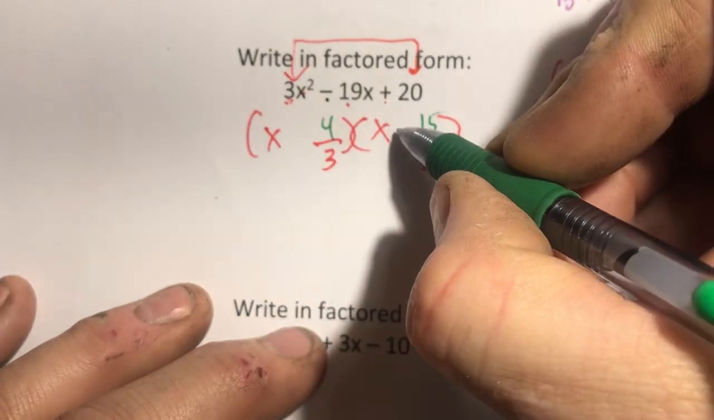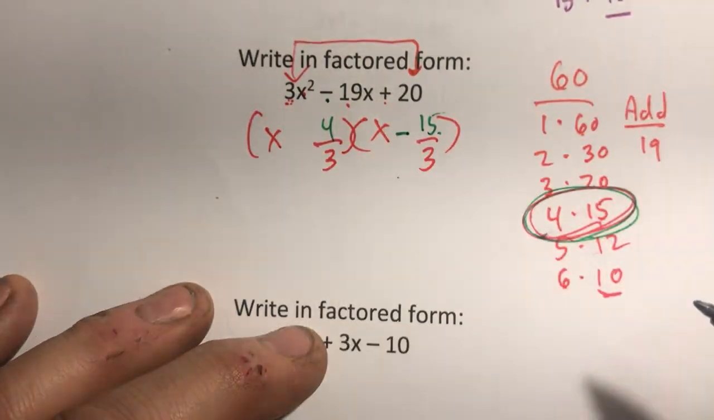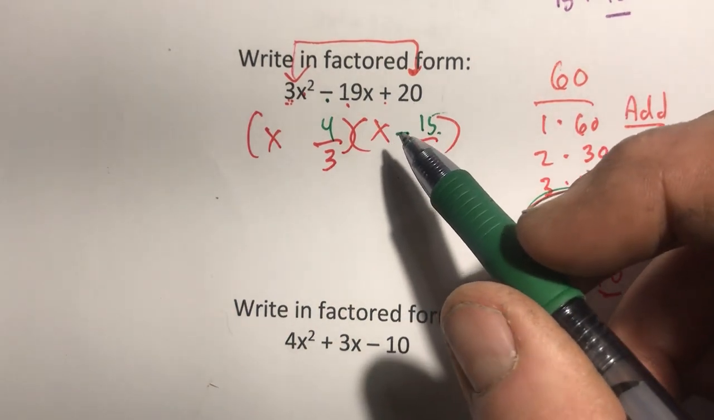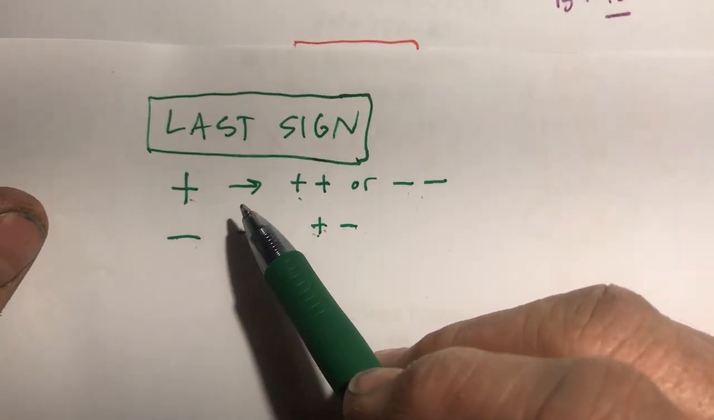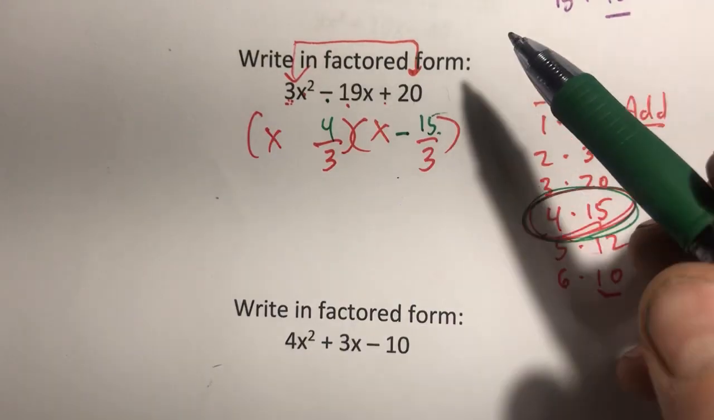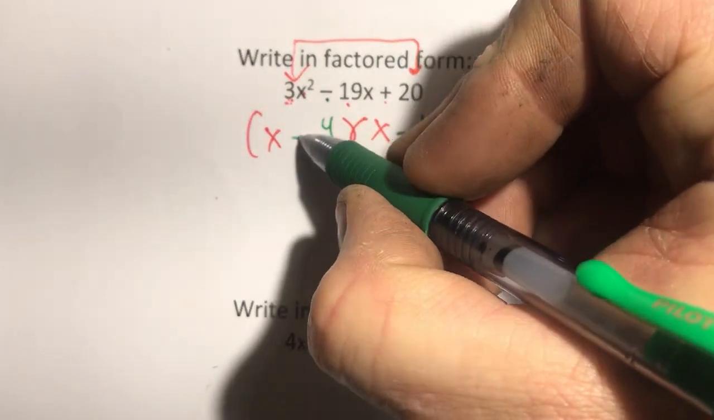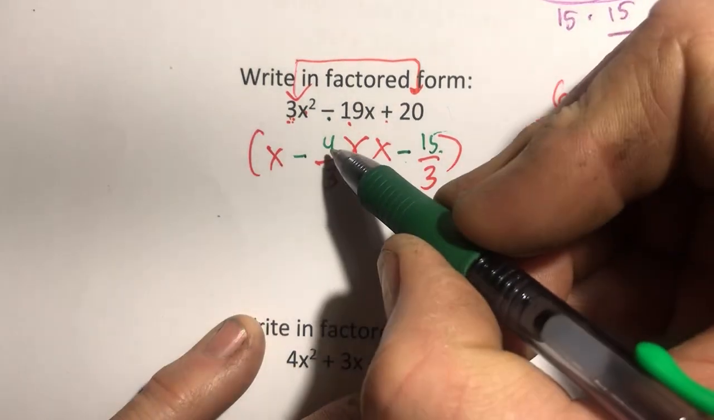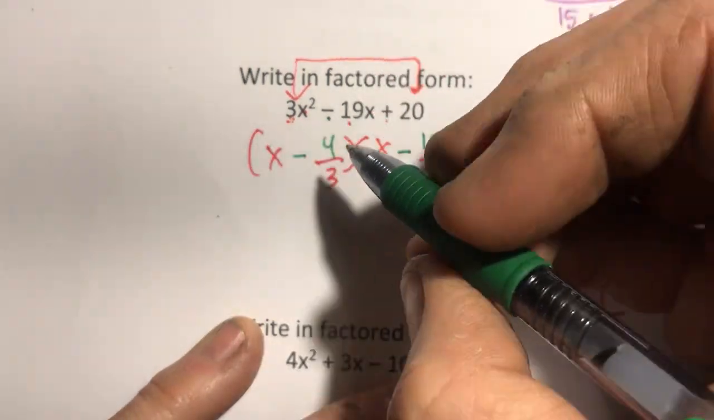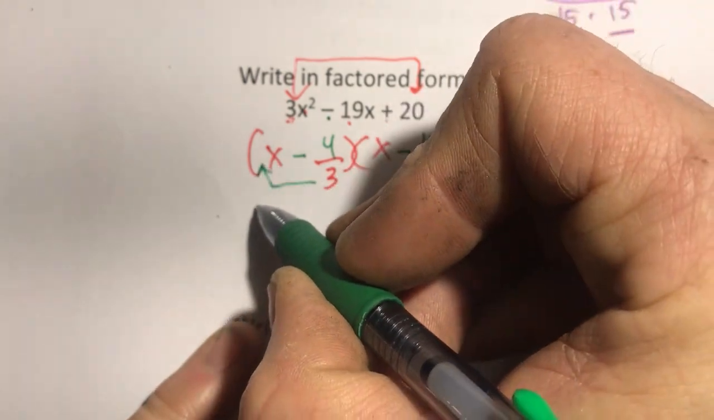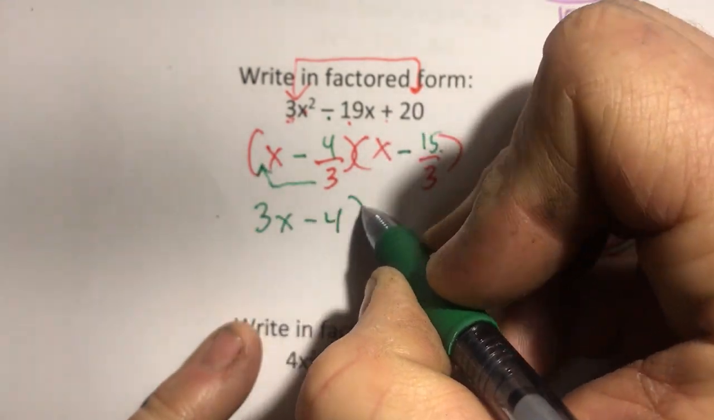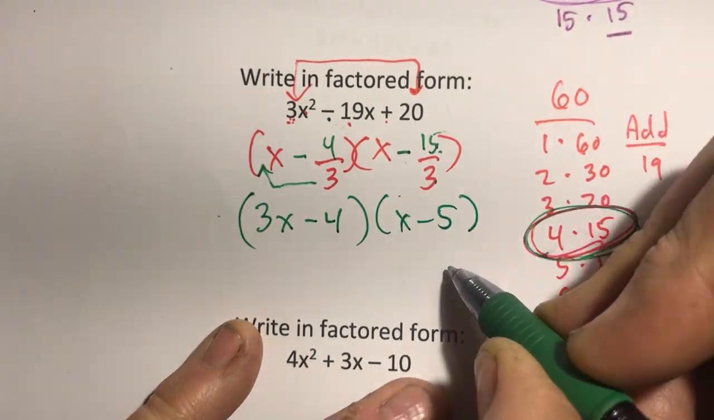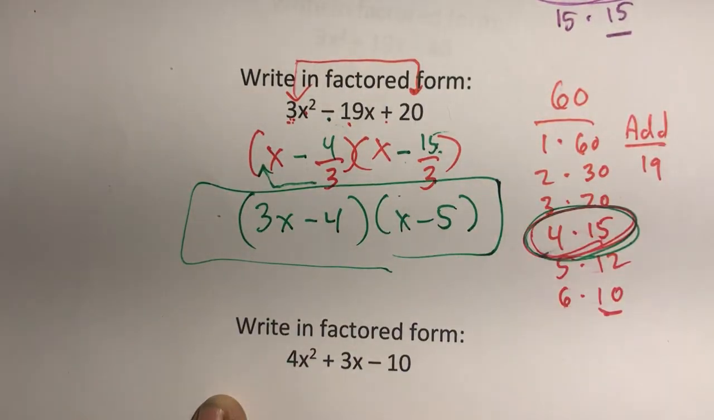Now this one here goes to the big one automatically. 15 is bigger than 4. And the last sign being positive tells me they're both positive or they're both negative. So this is already negative, so they must both be negative. Okay, and then 4/3. Simplify this. Well, it doesn't. So the 3 goes over in front of the x, which means I have 3x minus 4. Right here, 15 divided by 3 is 5. And there you go. That's factored completely.